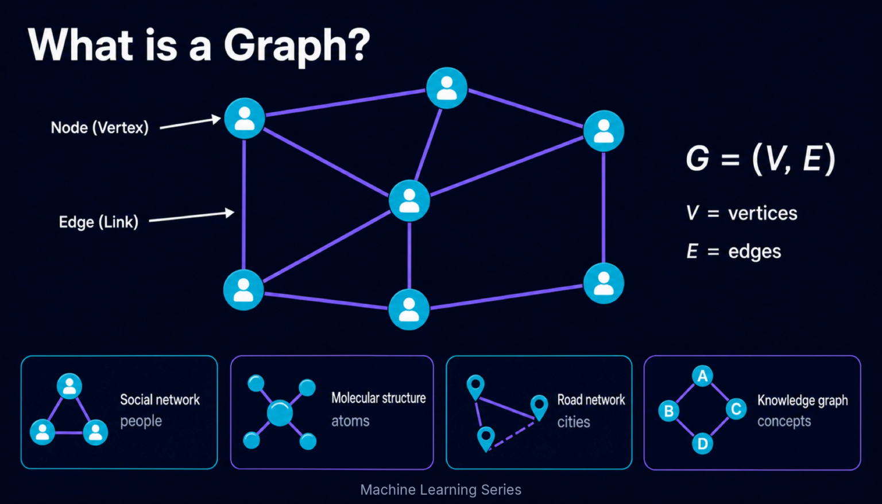Social networks where people are nodes and friendships are edges, molecular structures where atoms are nodes and chemical bonds are edges, road networks where cities are nodes and roads are edges, and knowledge graphs where concepts are nodes and relationships are edges. The beauty of graph theory is that the same algorithms work across all these domains.